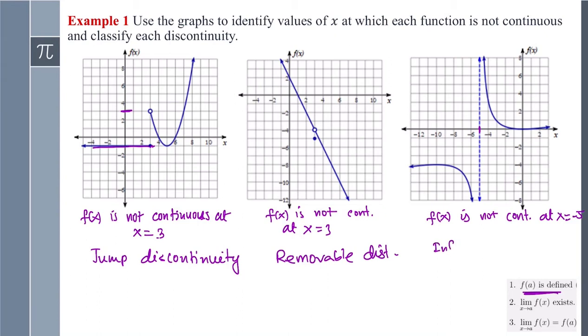infinite discontinuity. Usually when we have a vertical asymptote, where the function goes to infinity. So those points where the function is discontinuous and the function goes to infinity or has a vertical asymptote, we call that infinite discontinuity.